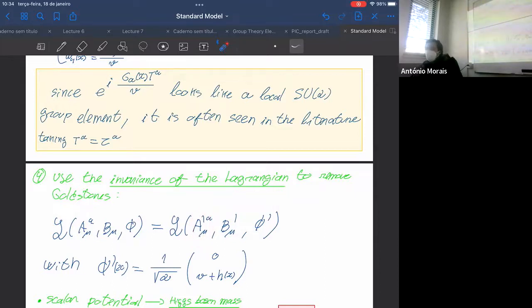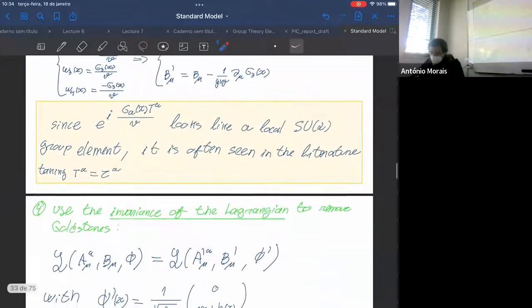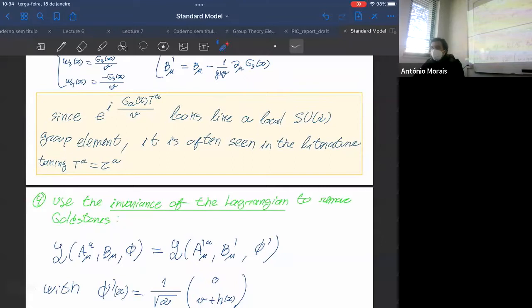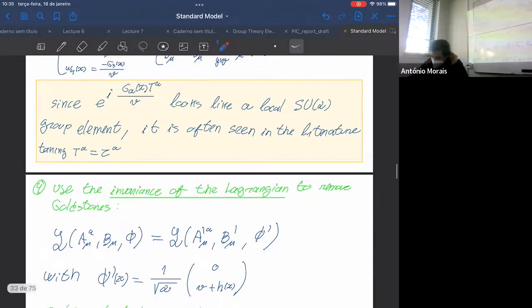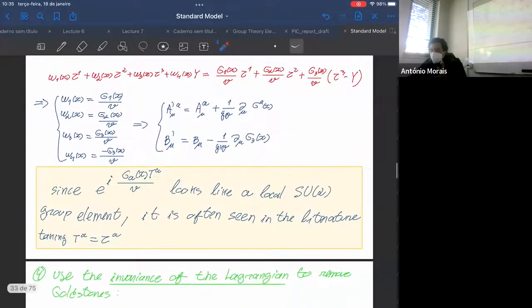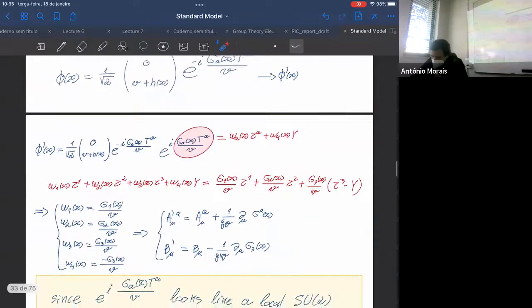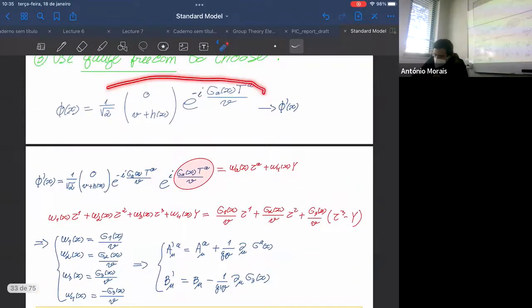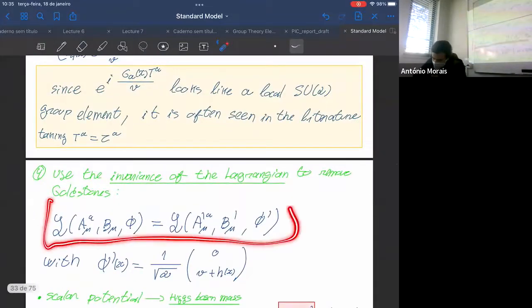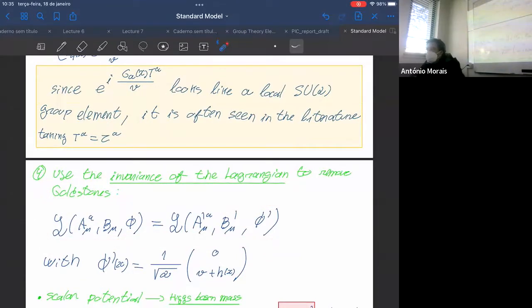Now we are going to work with the primed fields, but I will remove the primes from here onwards to make the notation not as heavy. Because of gauge invariance, we are only doing a gauge transformation here. We define the field, and now we apply the gauge transformation, and we know that the Lagrangian is invariant under this transformation. It's from knowing this that you can show that the Goldstones are removed.